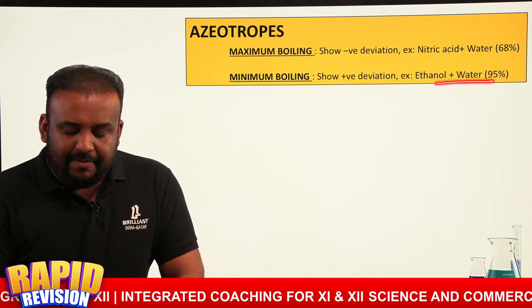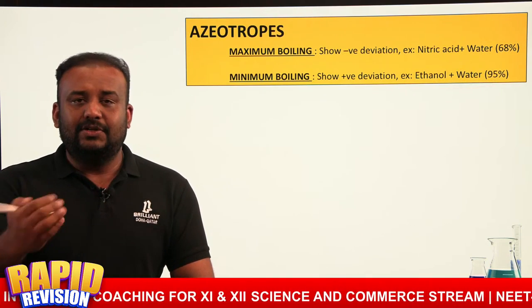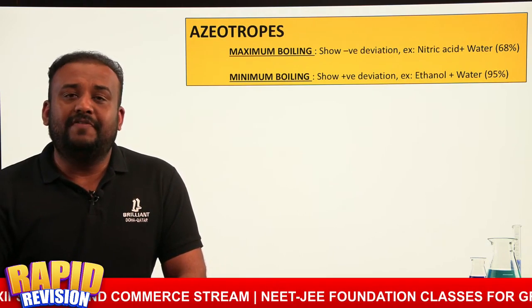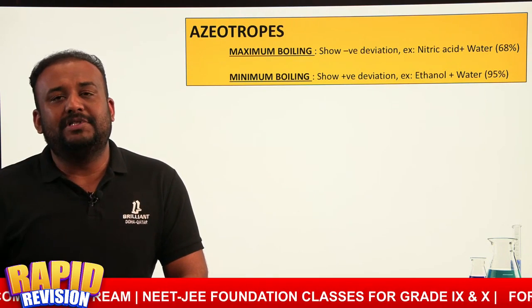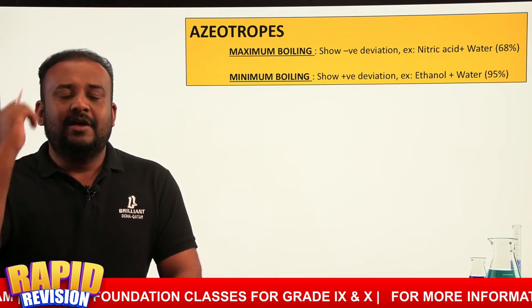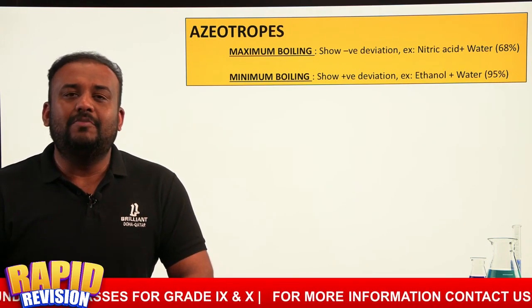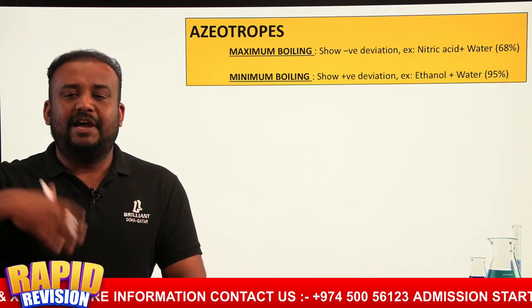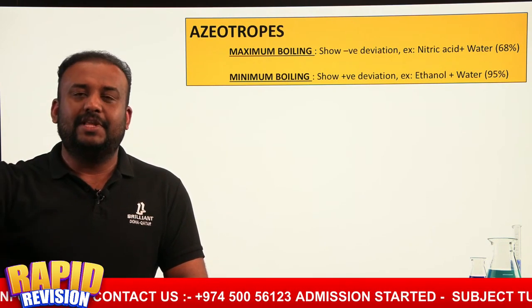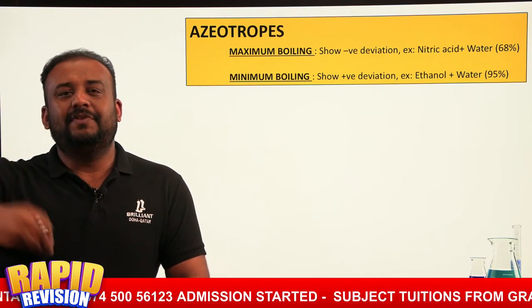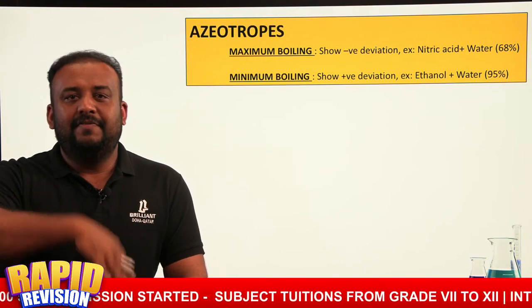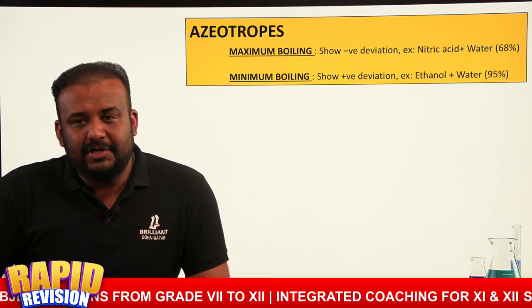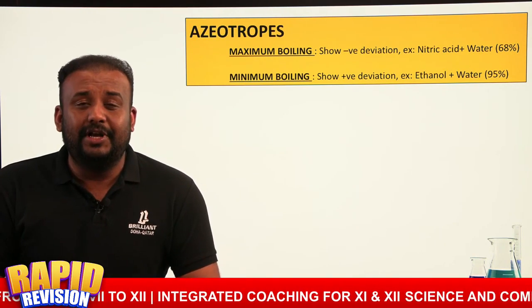And similarly, 95% ethanol and water is also an azeotropic mixture, which means further separation of ethanol and water by distillation is not possible, because in the vapor phase and the solution phase they have the same composition. Our objective of distillation is that they should have different compositions in the different phases, so that the one which will vaporize first will come out as vapors, followed by the next, and we can separate them. But for azeotropes, it's not possible to separate because they are constant boiling mixtures.